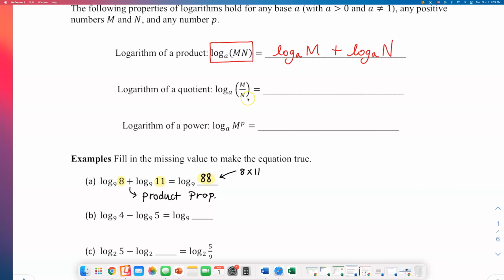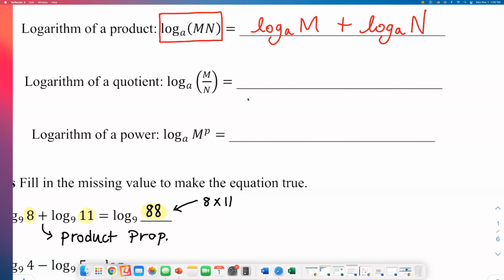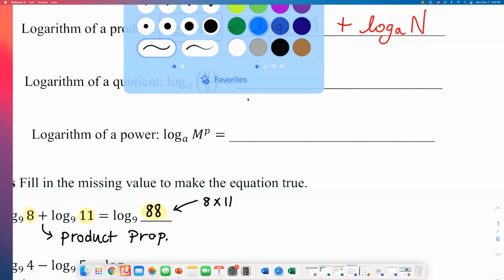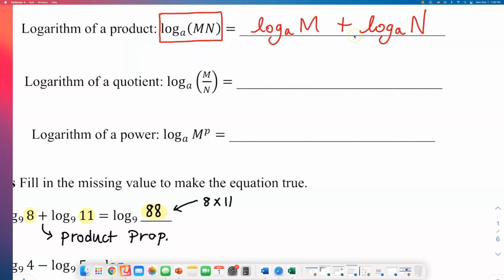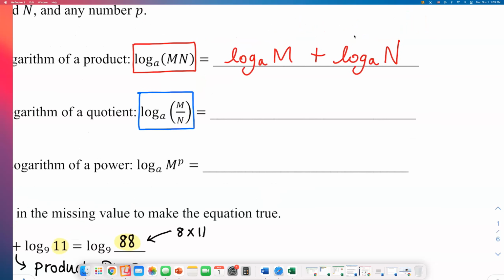All right, how about the subtracting one? Well, if a product separates into a sum, you can probably guess that when you have a division, a quotient of m over n, you can write this as log base a of m minus log base a of n.